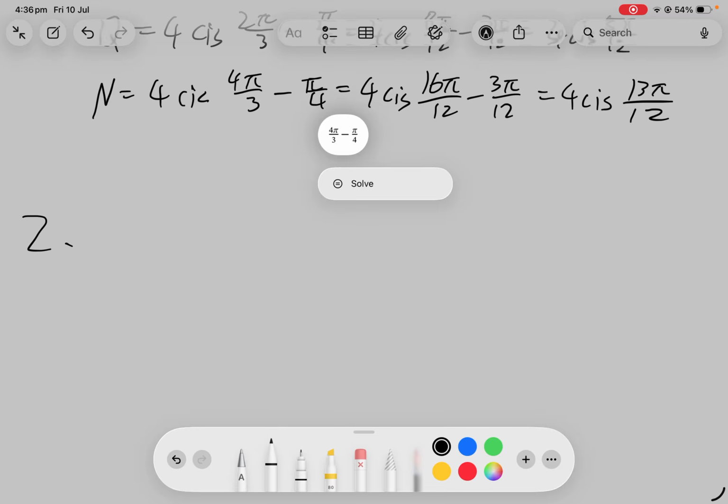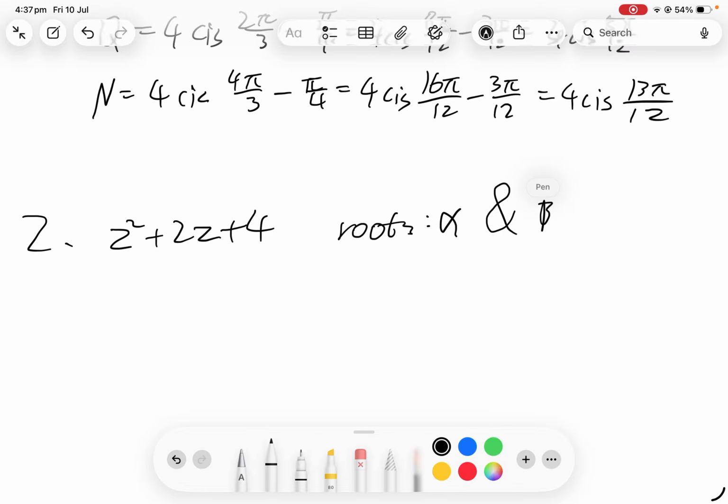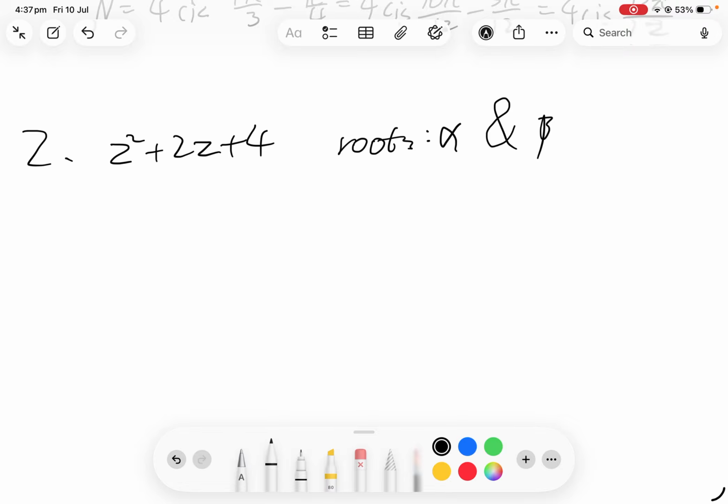Let's see. It says the roots of polynomial z squared plus 2z plus 4 are denoted by alpha, and how do I draw that again? Okay, yeah, forgetting how to draw symbols. Okay, alpha and beta. Find alpha and beta in polar form.